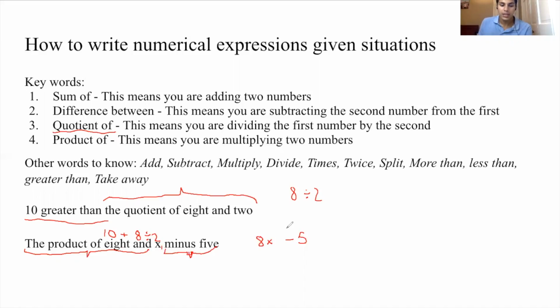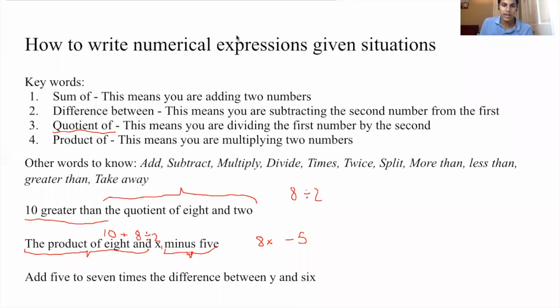So 8x minus 5 is the product of 8 and x minus 5. And finally, for this last example, we're going to do the same thing. We're going to break the expression up into groups and then write that out. So our groups are add 5 to 7 times, and then the difference between y and 6.